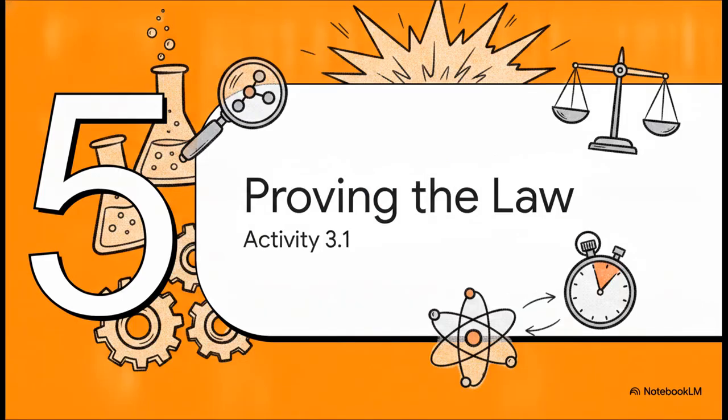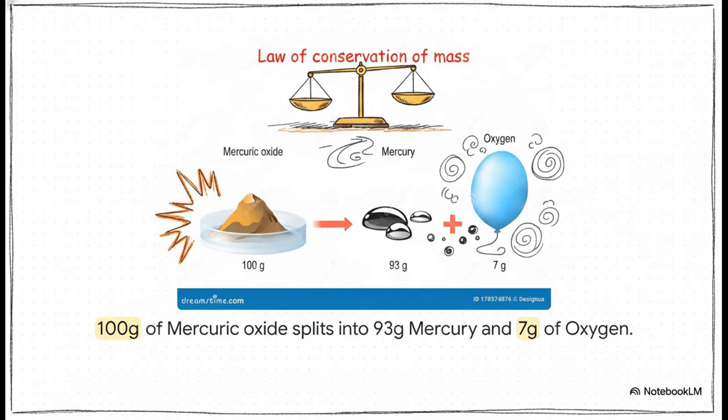Section 5, Proving the Law, Activity 3.1. Let's look at this real-world example with mercuric oxide. Say we start with exactly 100 grams of a reactant, and we force a chemical reaction that breaks it apart. We don't just get random, unpredictable amounts of new stuff. It splits perfectly into exactly 93 grams of liquid mercury and exactly 7 grams of oxygen gas. 93 plus 7 equals 100. Spot on. The starting mass perfectly matches the final mass. Nothing was lost, nothing was created.